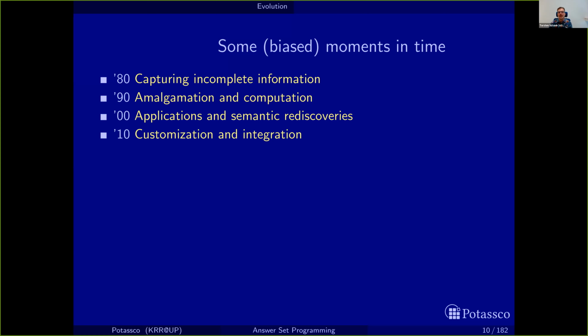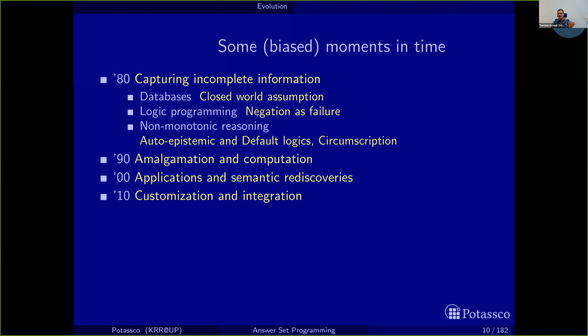And this I think happened in the 80s, where Keith Clark actually formalized the closed world assumption for databases and logic programming. I think this was the first really nice formalization of it. But again, different notions, right? Databases, closed world assumption. Databases are easy, just facts more or less, right?